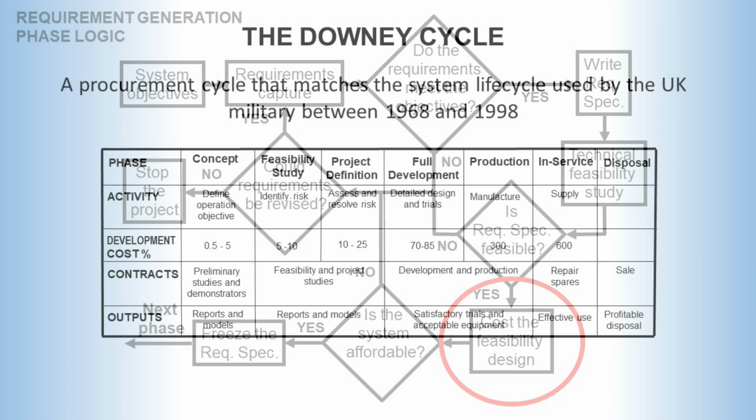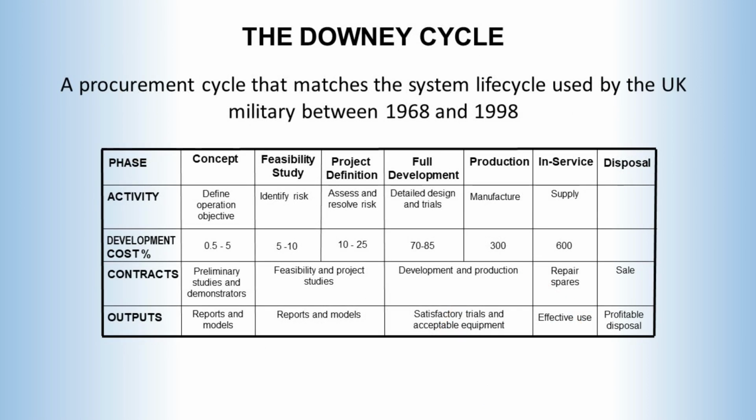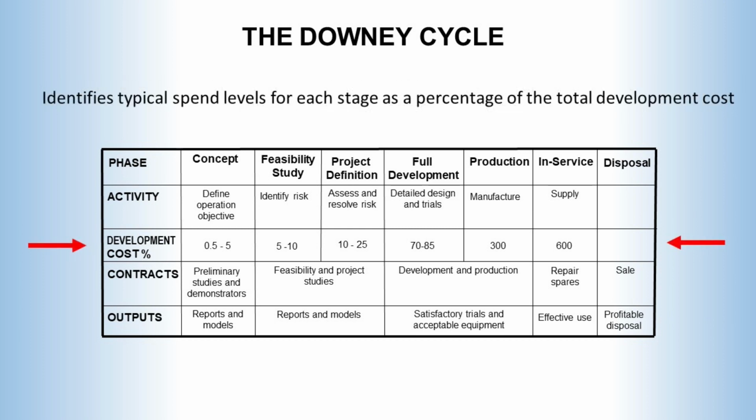Another example: in the life cycle video, we mentioned that something like 5 to 10% of the total project cost should be invested in the feasibility design and 10 to 25% in the project definition stage. This was something that was recommended as far back as the 1960s in the Downey cycle. But that gives us a problem.